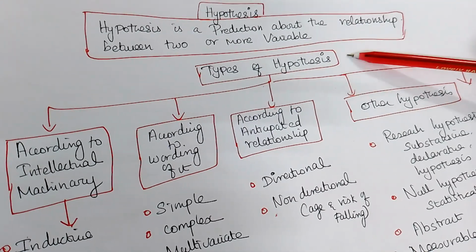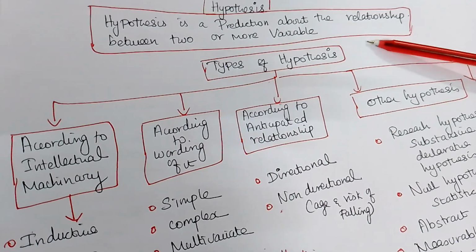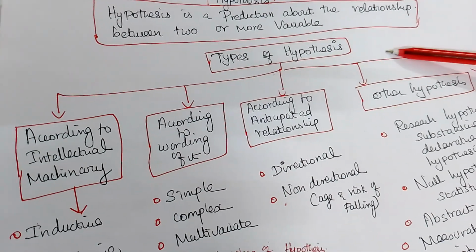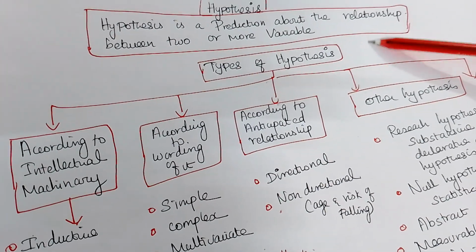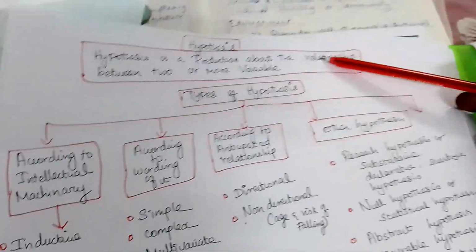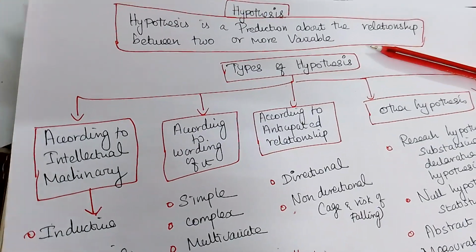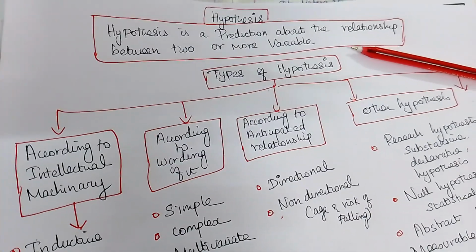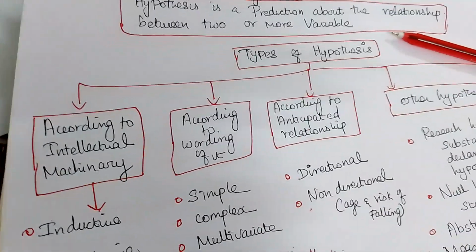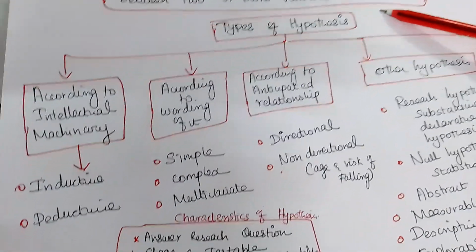To formulate the hypothesis, I need to have knowledge regarding what a hypothesis is, and the basic knowledge is there. Then I can formulate the hypothesis. So what is the definition of hypothesis? A hypothesis is a prediction about the relationship between two or more variables. We have seen in the last class what a variable is, right?